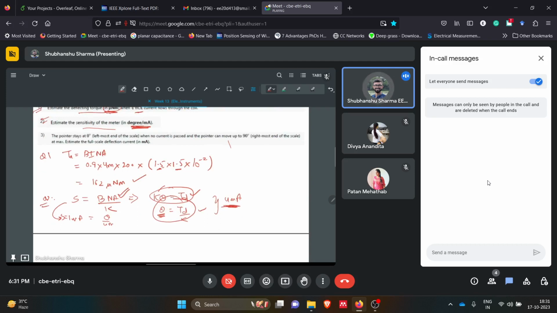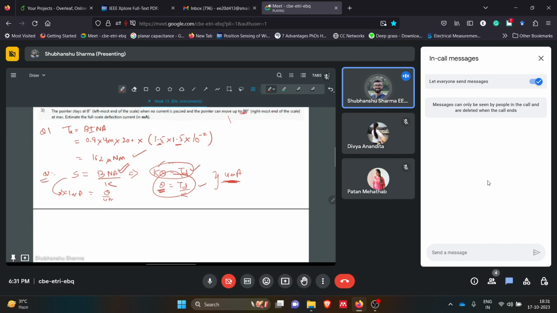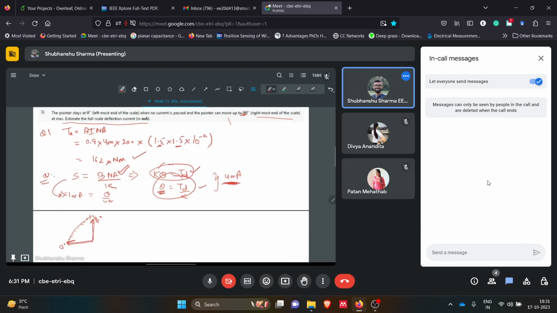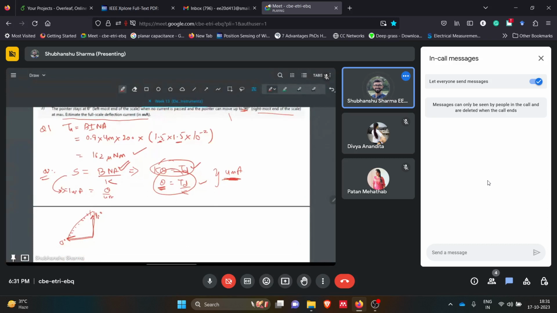Then the next question: the pointer stays at 0 degree when no current is passed, and the pointer can move up to 90 degree. So they are saying that it is at 0 degree if no current is there, and it will go to 90 degree at full scale deflection. The instrument looks like this. For this, they are asking us to estimate the full scale deflection current.